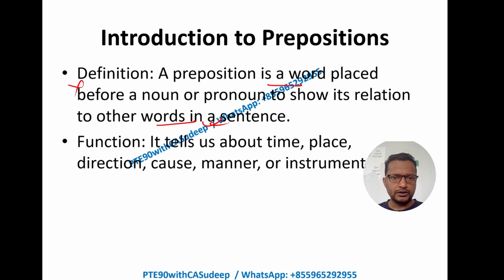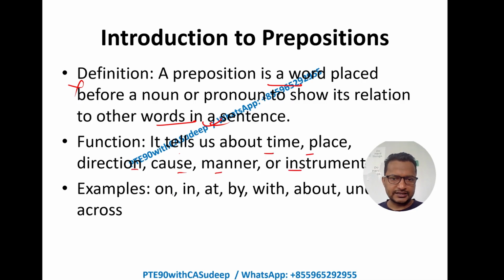We don't need to. Like functions, what are the functions? This is important. It talks about time, place, direction, movement, cause or manner or instrument. And generally the examples are in, on, at, by, right? So these are the most common examples. For example, if there is a table and a book on the table, what will you say: the book is on the table or in the table, the book is over the table or beside the table? So depending upon the context, we use these prepositions. So we will learn what its implications are.